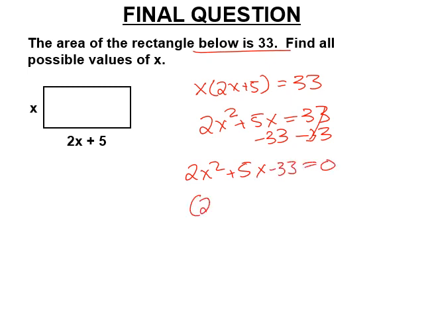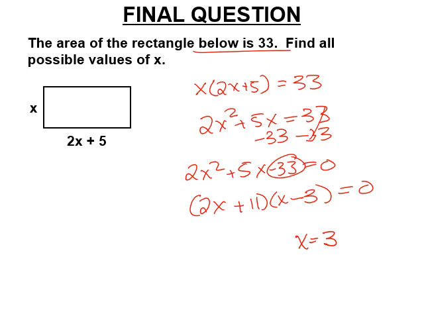We have to factor this. This looks like it's going to be hard to factor, but I don't think so, because 33 is probably 3 and 11. Let's see. So let's do 11 there, 3 there, plus there, minus there. Yeah, 11x in the middle, 2x minus 6x. Yeah, that makes 5x. So the solutions to this are x equals 3, right?